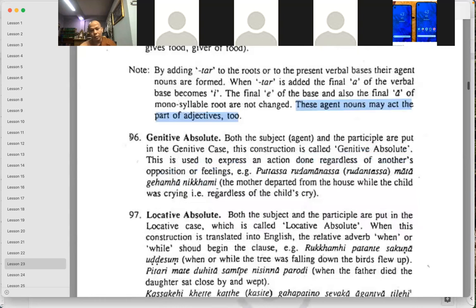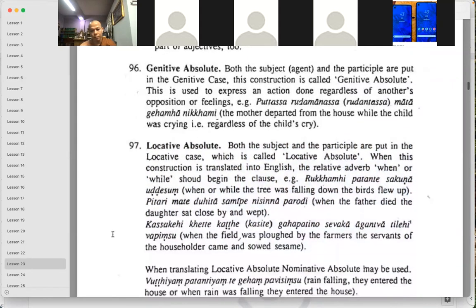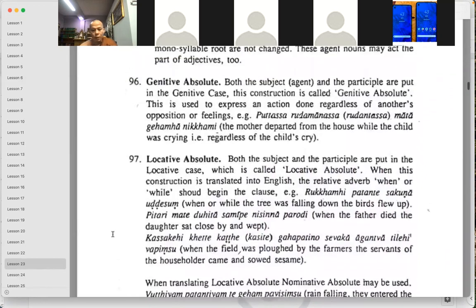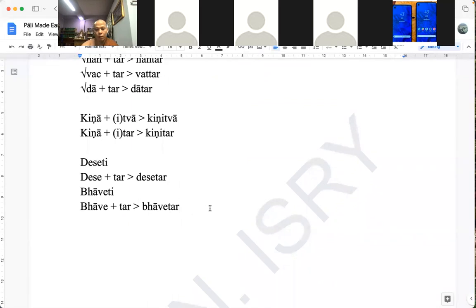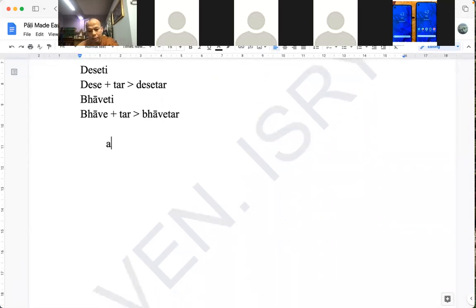And now paragraph number 2. See 96 and 97, which are very important and very common usage in Pali. We have the absolute construction. The absolute construction, maybe we can also call the dependent clause: the meaning is not completed yet. To be meaningful, it depends on the main verb, the main sentence, the main clause. So that is called the absolute.